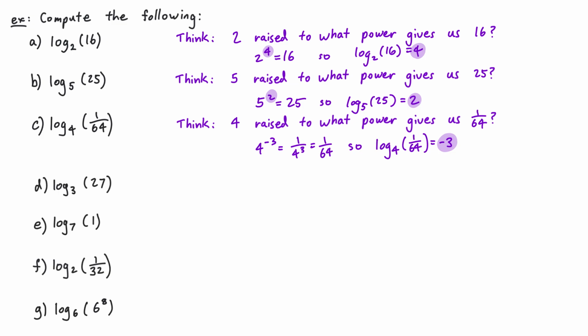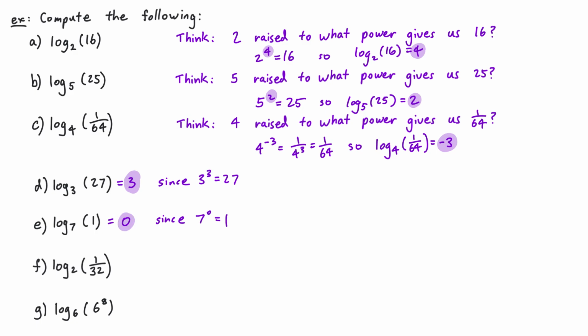In example D, we have the logarithm with base 3 of 27. So in your mind, you should be thinking, 3 to what power gives us 27? Well, the answer would be 3, since 3 cubed gives us 27. Next, in example E, we have log with base 7 of 1. So you should be thinking, 7 to what power gives us 1? Our answer here is going to be 0, since 7 to the power of 0 is equal to 1.